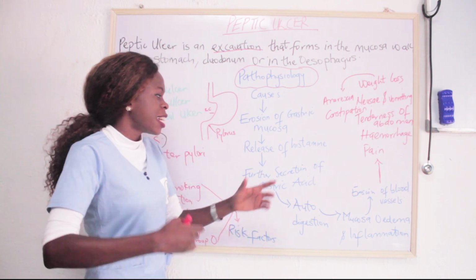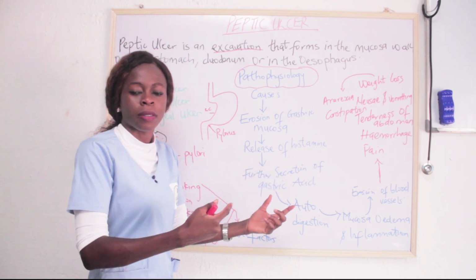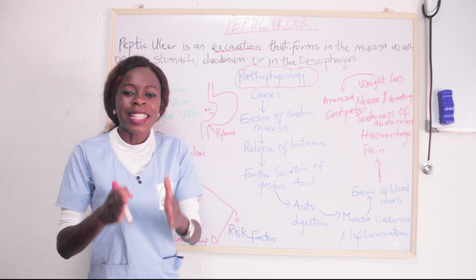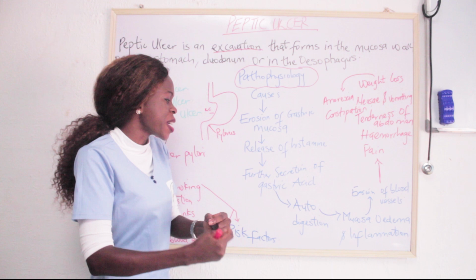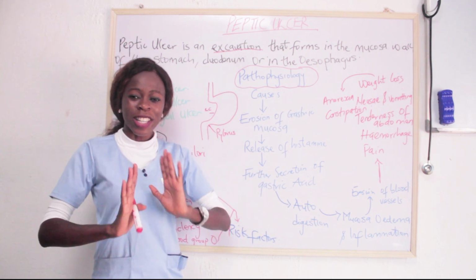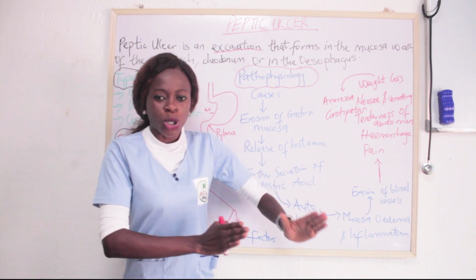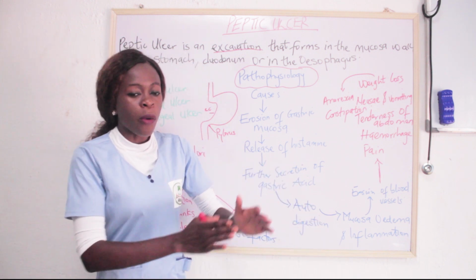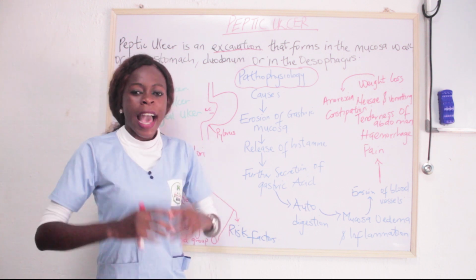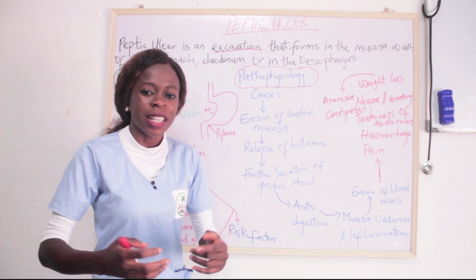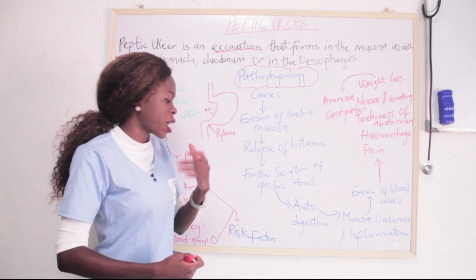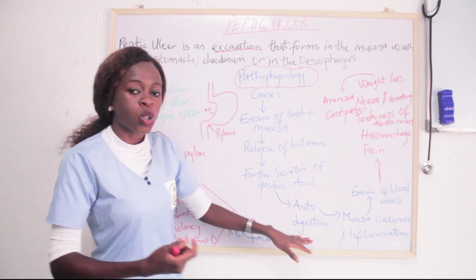So what happens is that there is a release of histamine. There's a release of what? Histamine. And when histamine is released, it increases the further secretion of gastric acid. Are you seeing the funny thing now? There's an erosion of the mucosa. The erosion of the mucosa leads to the release of histamine. And when this histamine is released, it leads to the further secretion of what? Gastric acid. There is now autodigestion.